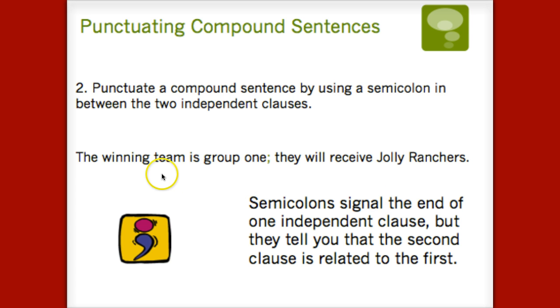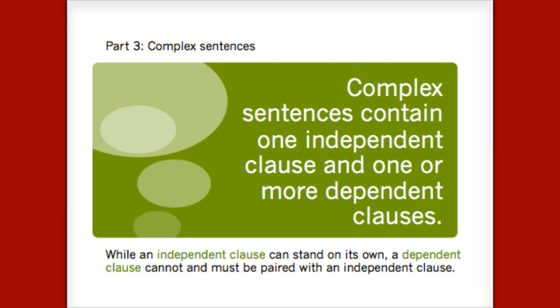And you'll see the winning team is group 1, semicolon, they will receive Jolly Ranchers. And these signal the end of one independent clause, but they tell you the second clause is related to the first one. A common mistake here is to try to use semicolons without two independent clauses. So for example, some people will make an error by using a dependent clause and using a semicolon. You can't do that. They can only go between two independent clauses.